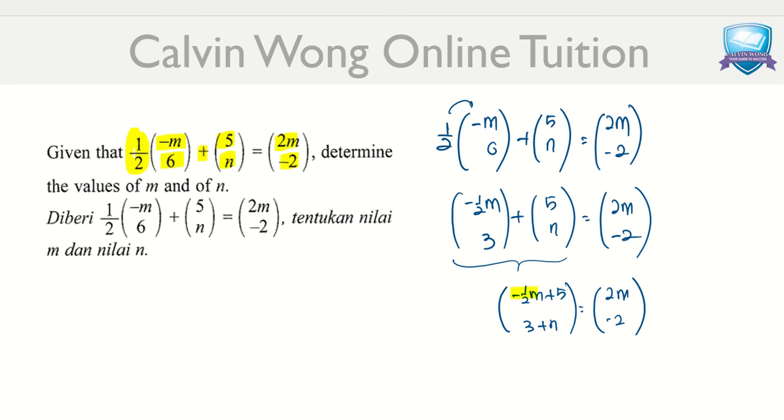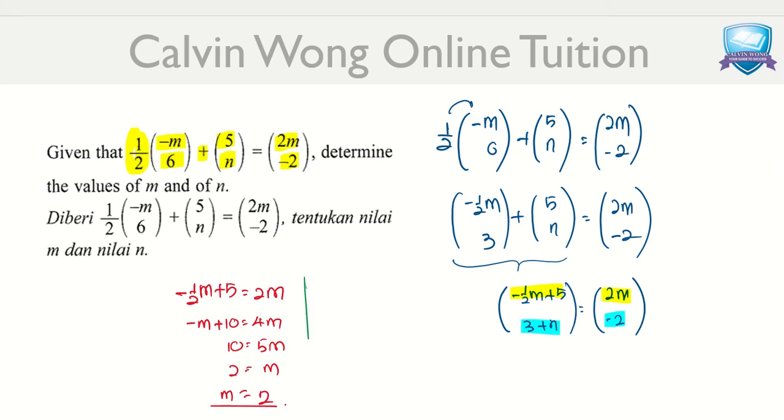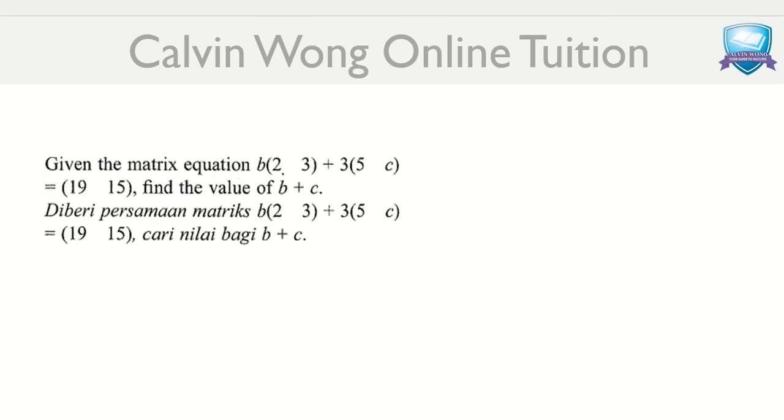After that, let's compare. This one is this one. This one is this one. What did we get? Negative half m plus 5 equals 2m. So everything times 2, negative m plus 10 equals 4m. 5m equals 10. m equals 2. Let's rewrite it. m equals 2. Then this one, 3 plus n equals negative 2. n equals negative 5. Done. Finish.